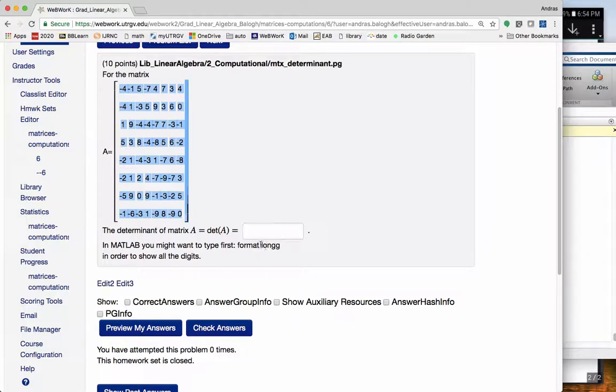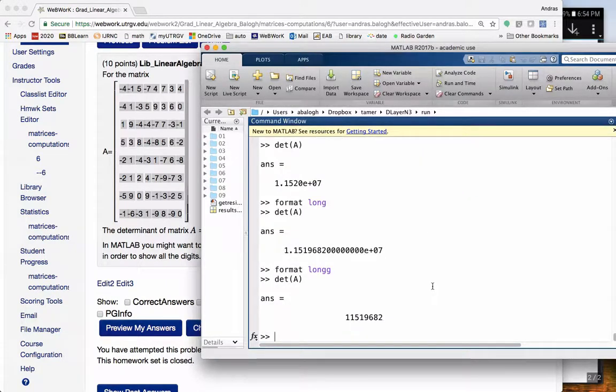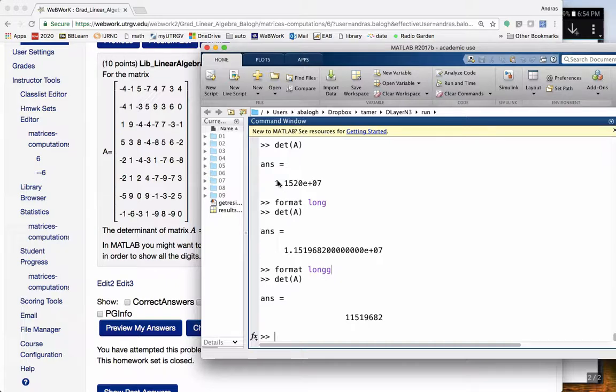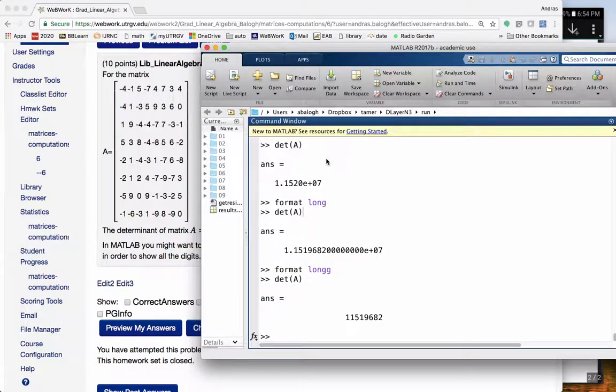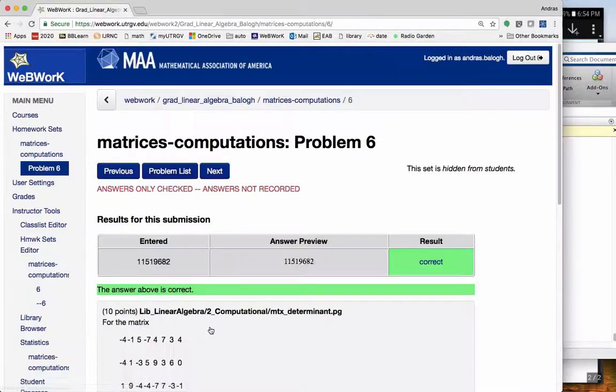Here's a comment in WebWork that says if you use format long G, then it will be different. Then it will just give you all the digits that you can copy and paste. Compare this to the initial format that you saw, 1.1520e7. A bunch of these entries were hidden because of the scientific notation.